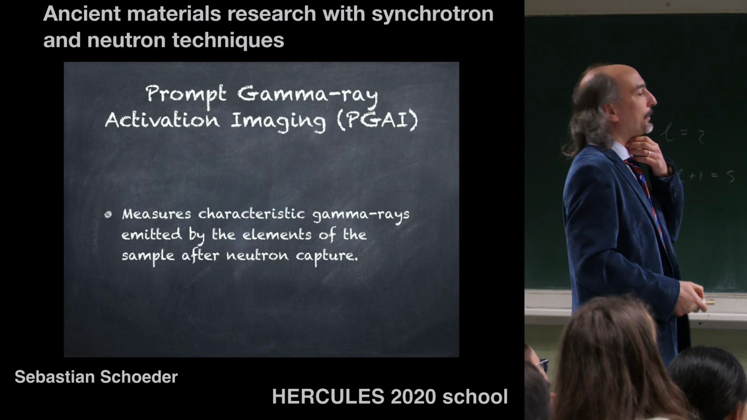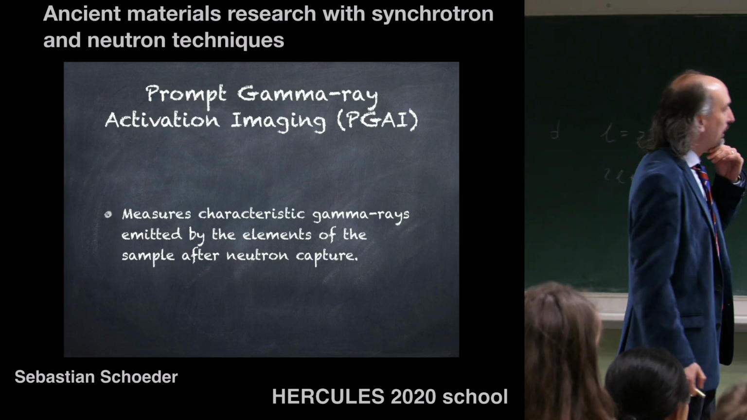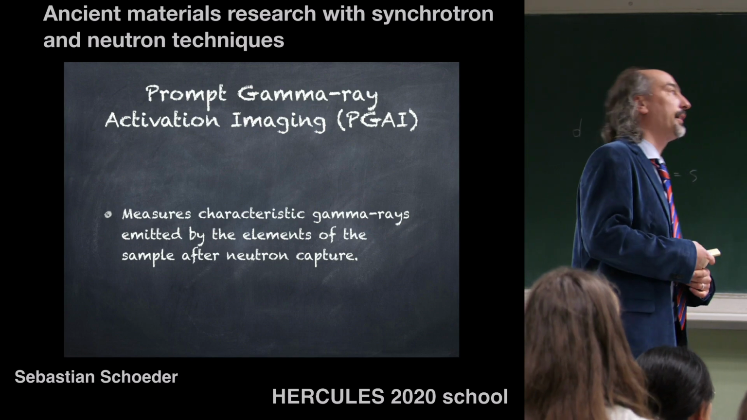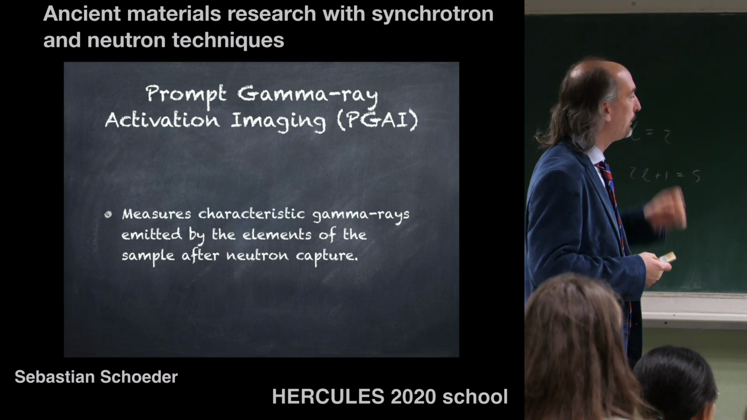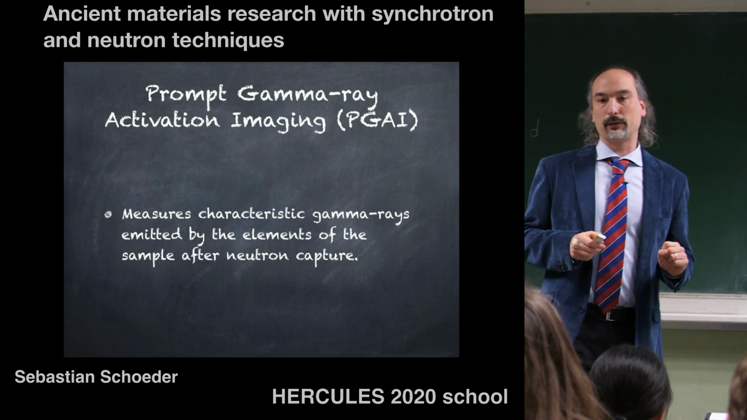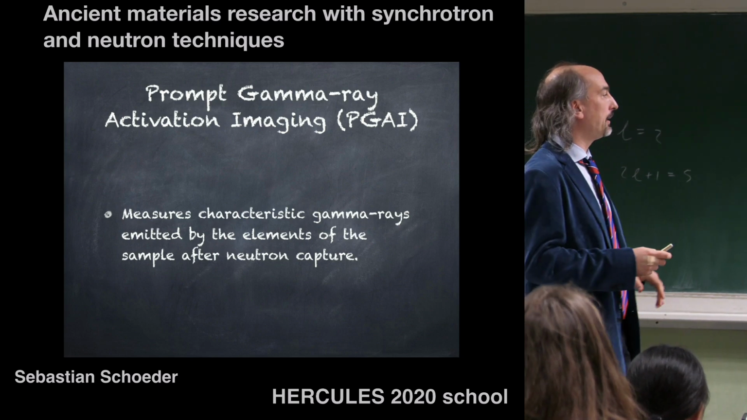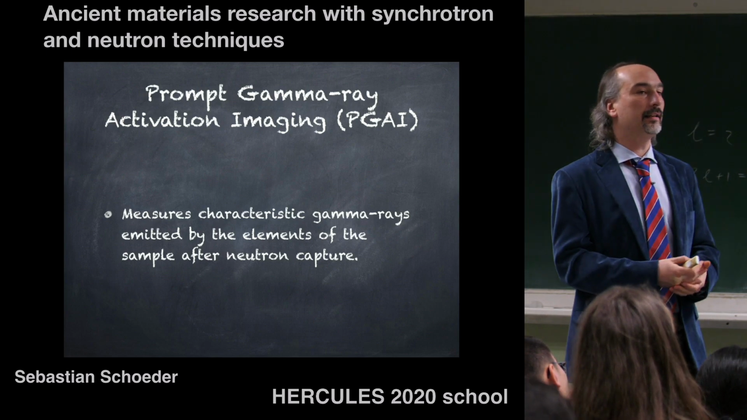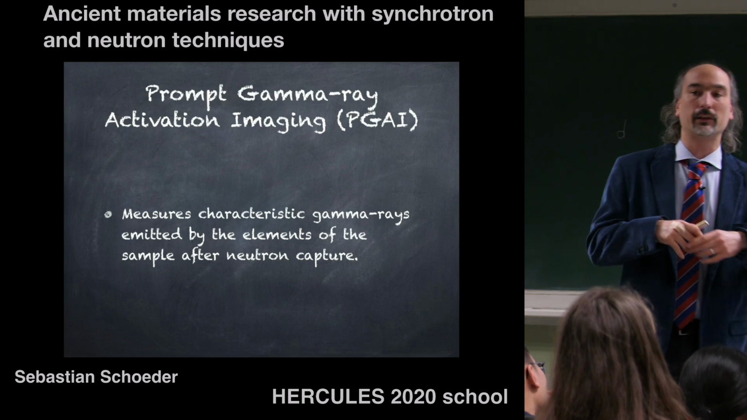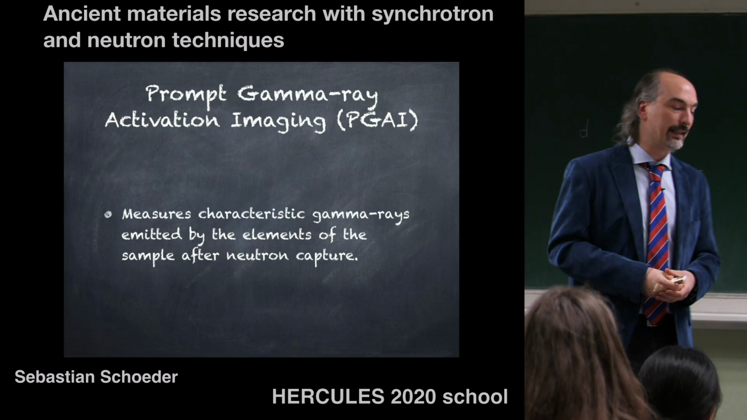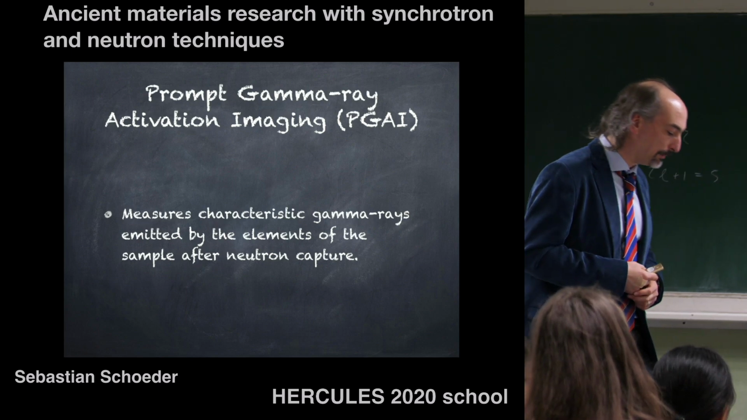Okay, so now we're going to go over to neutrons. One of the very much used techniques for cultural heritage is prompt gamma ray activation imaging. This is a little bit the neutron equivalent of X-ray fluorescence spectroscopy. What you're doing here is you use a cold neutron beam, and you illuminate your sample with that. Then the nuclei in your sample are going to capture the neutrons. They're going to become activated, and they're going to decay by emitting gamma rays.